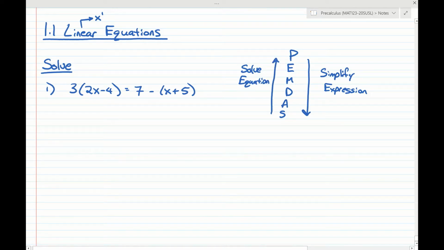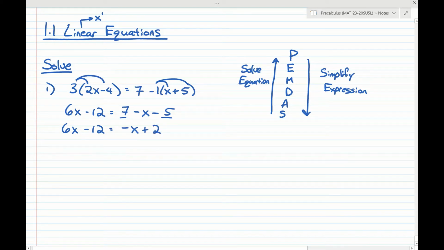So let's start off. When we see parentheses, first thing we could do is get rid of them by distributing. And if there's no number in front, we could put a 1 there and distribute that. So 3 times 2, we get 6x minus 12 is equal to 7 minus 1x minus 5. Combine our like terms. 7 minus 5 is 2.